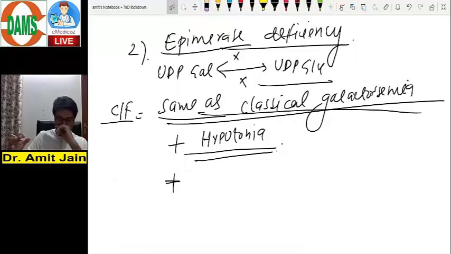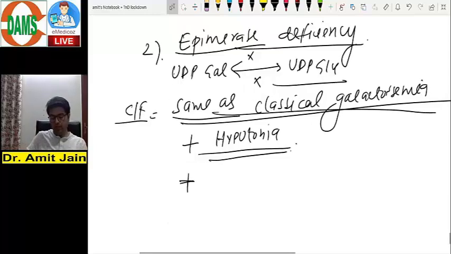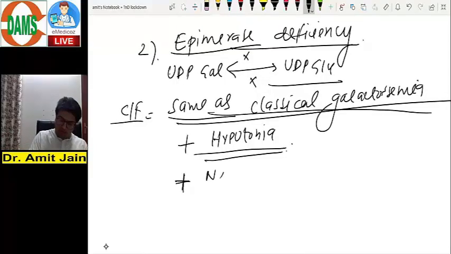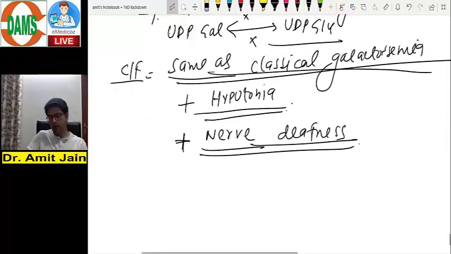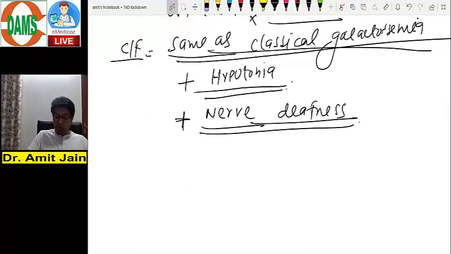The child normally has a typical muscle tone. If you hold the child, he will always try to extend his body or flex his body as per the posture you give. But this child has hypotonia, plus there is nerve deafness. That is again not known, why the 8th cranial nerve is affected.